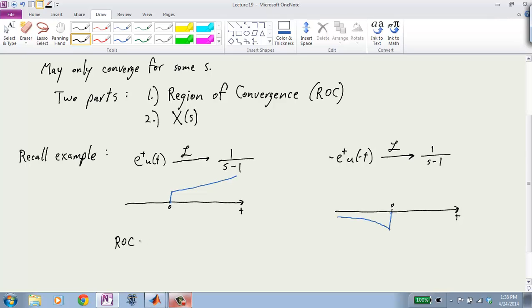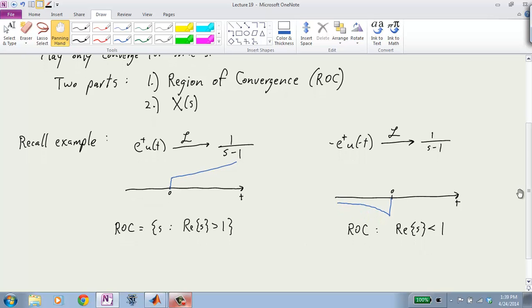So the ROC over here is the set of s's such that the real part of s is greater than 1. The ROC here, and I won't always write it using that set notation, I'll just say that the real part of s must be less than 1. So even though the formula for the Laplace transform was the same, the region of convergence being different is how you identify these are two different signals, because we will have an inverse from the Laplace transform, just like we did for the Fourier transform.